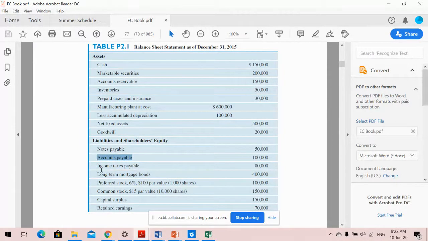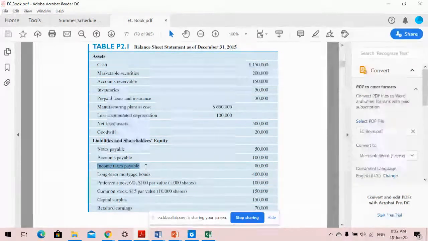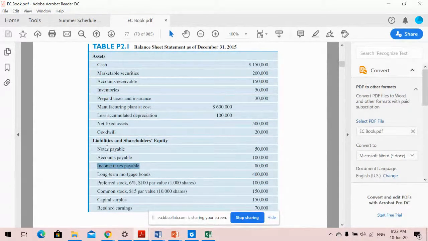This is also a current liability. Income taxes payable. Income tax or sales tax, whatever you say, that you did not pay to the government. There are certain ways where you can delay your tax payment. If you delay your tax payment, you did not pay it, it becomes your liability payable. So these are all current liabilities.